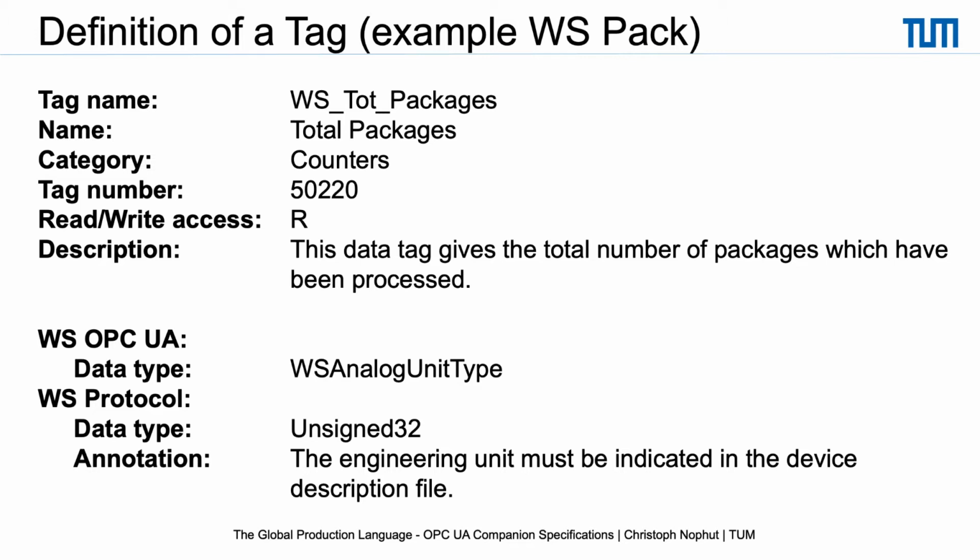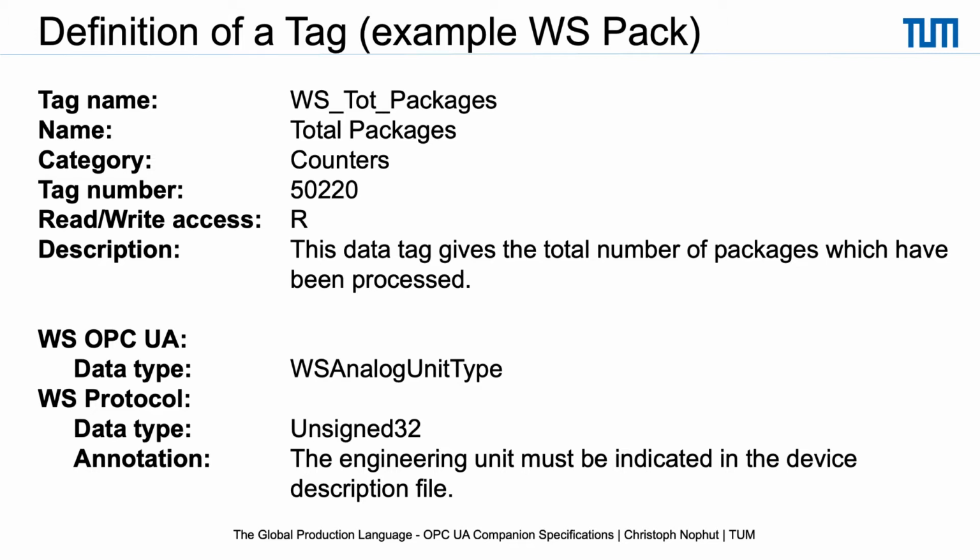Every tag has a unique tag number. This is from the past, from our WS protocol. So in general, every tag was defined via the tag number in the past. The data points could be read or write accessible, and we have a description of each data point. So in this example, the data point gives the number of the total packages which have been processed by the machine.